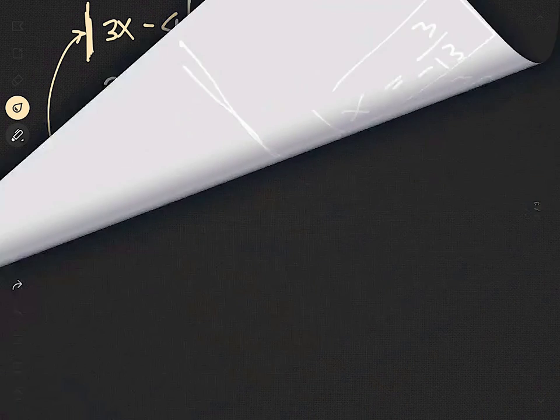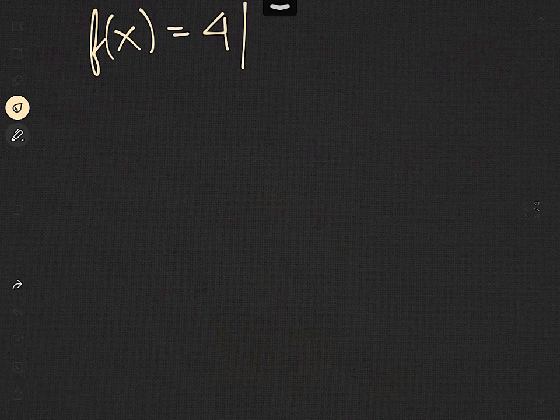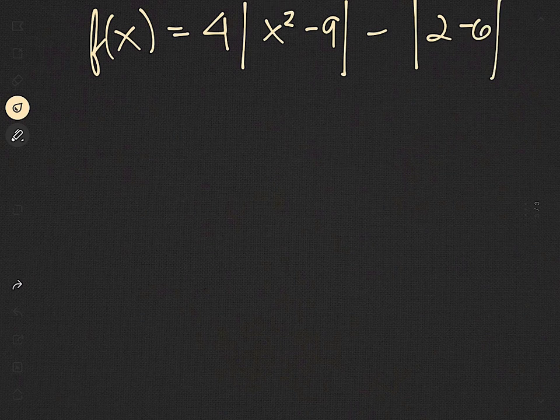Hopefully you guys get the gist of that, because I'm going to move on to a more, let's say, complicated problem. Actually, it's not even that complicated. I just say it's more steps. So this one we're going to do f of x equals 4 times the absolute value of this quantity, x squared minus 9, minus, let's throw in another absolute value, 2 minus 6.